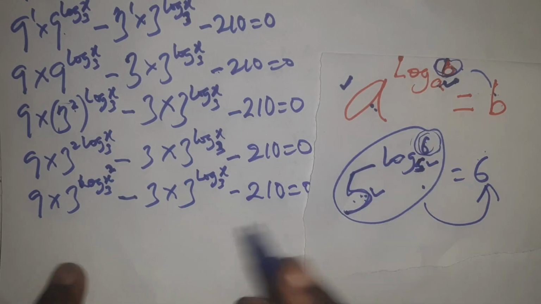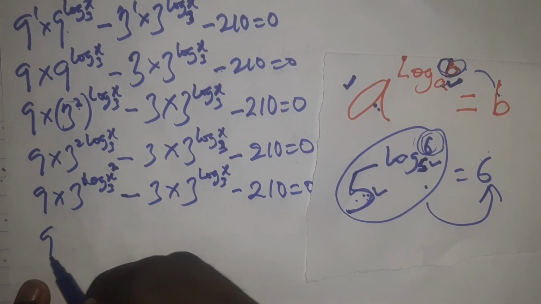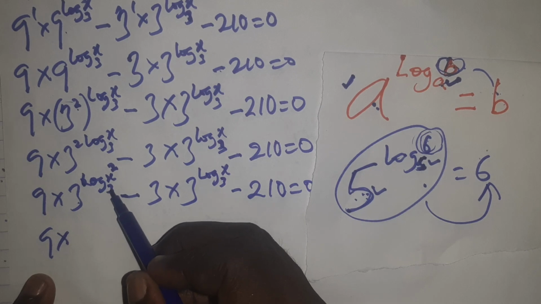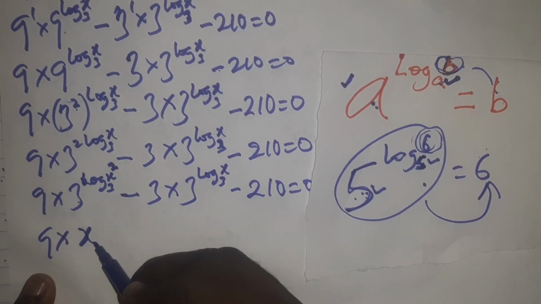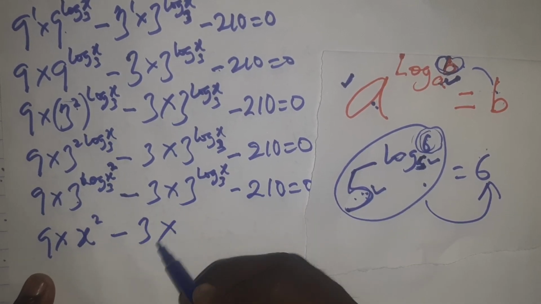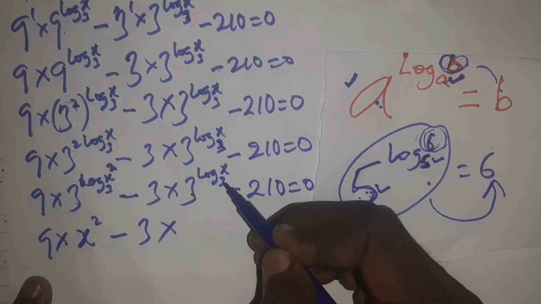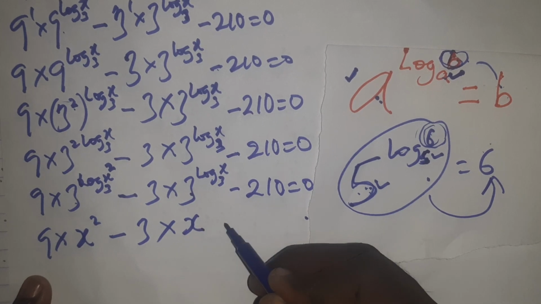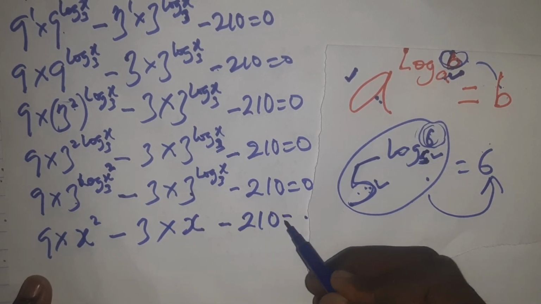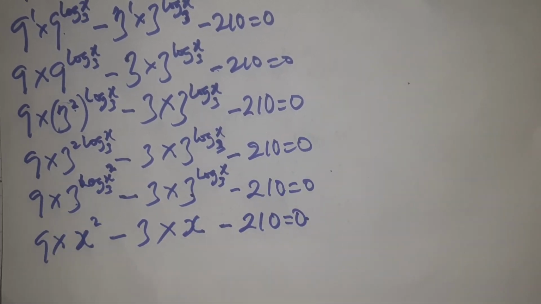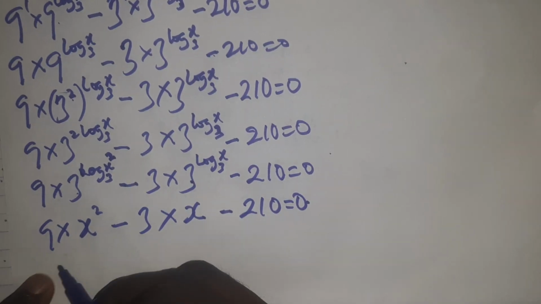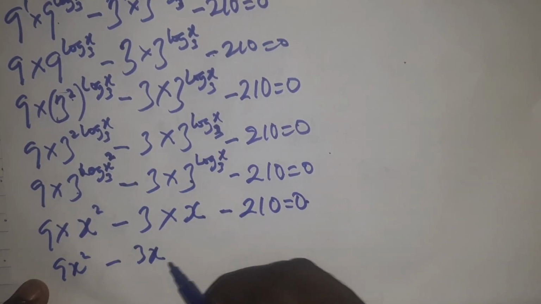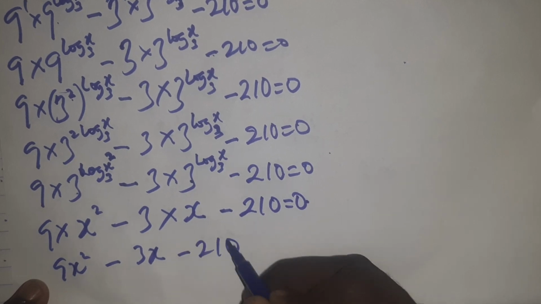Even this one. So here, 9 times the main base and logarithmic base are the same. So x squared is my final value there, minus 3 times, again here, the main base and the logarithmic base are the same. So x is my final value there, minus 210 equals 0. And of course, if you multiply, 9 times x squared gives me 9x squared, minus 3 times x gives me 3x, minus 210 equals 0.